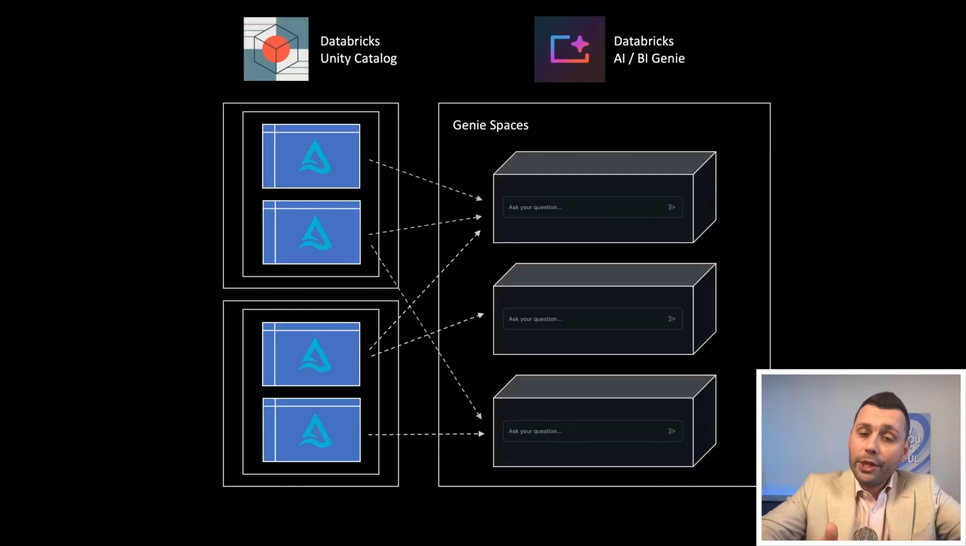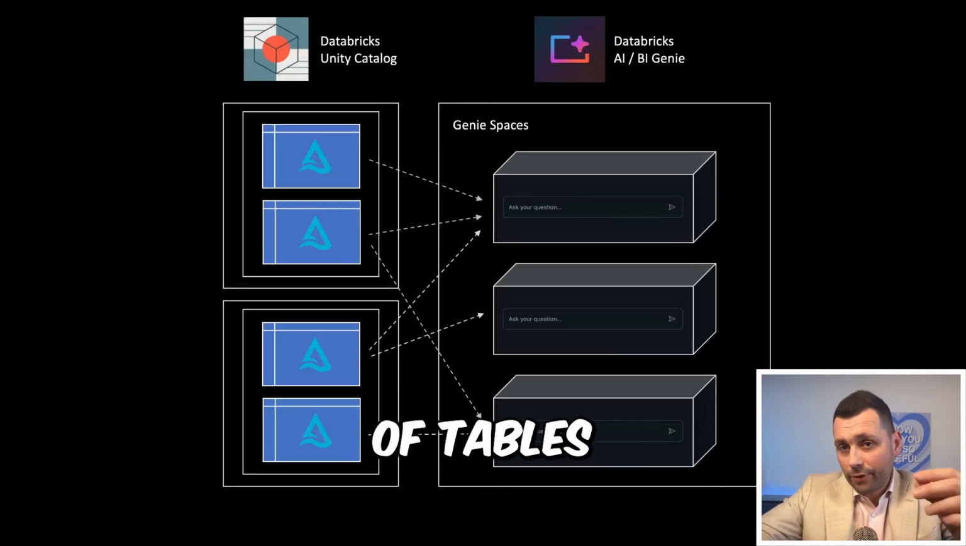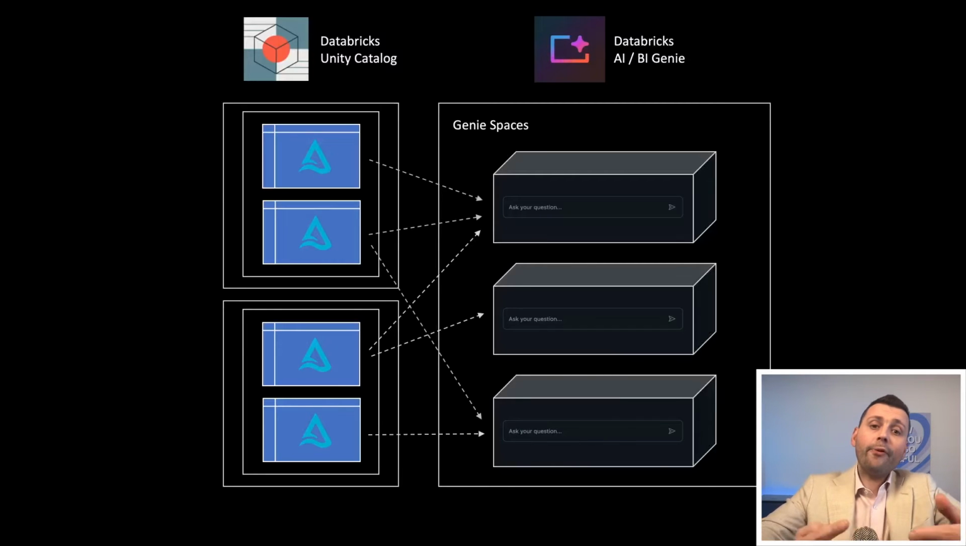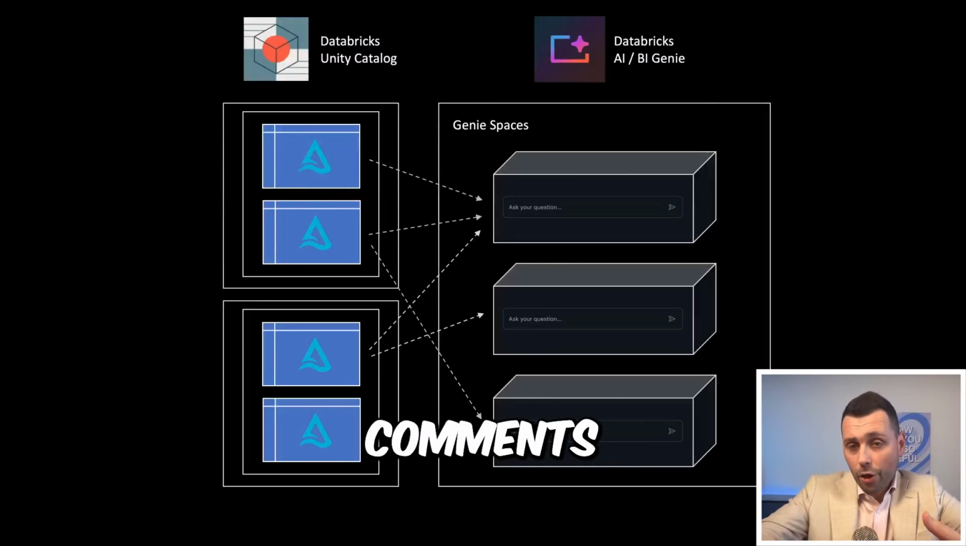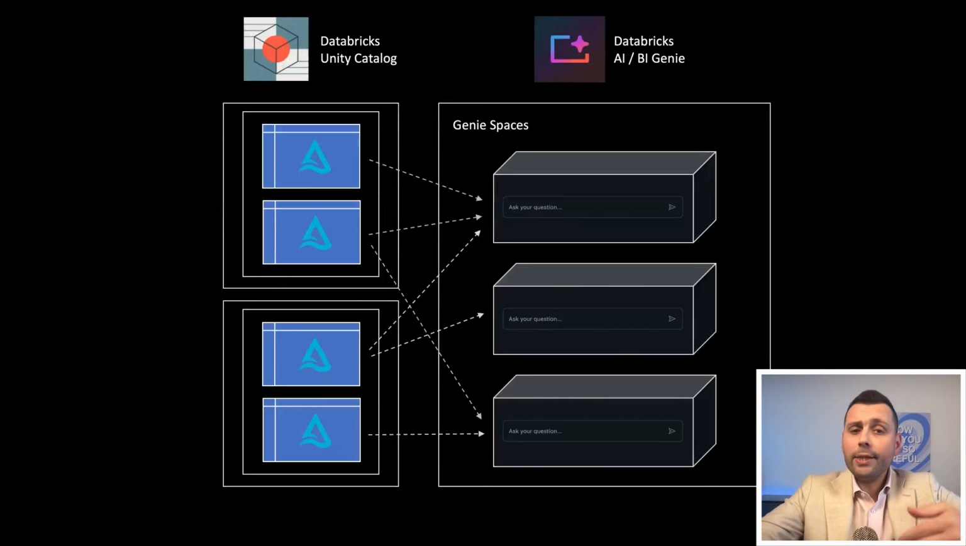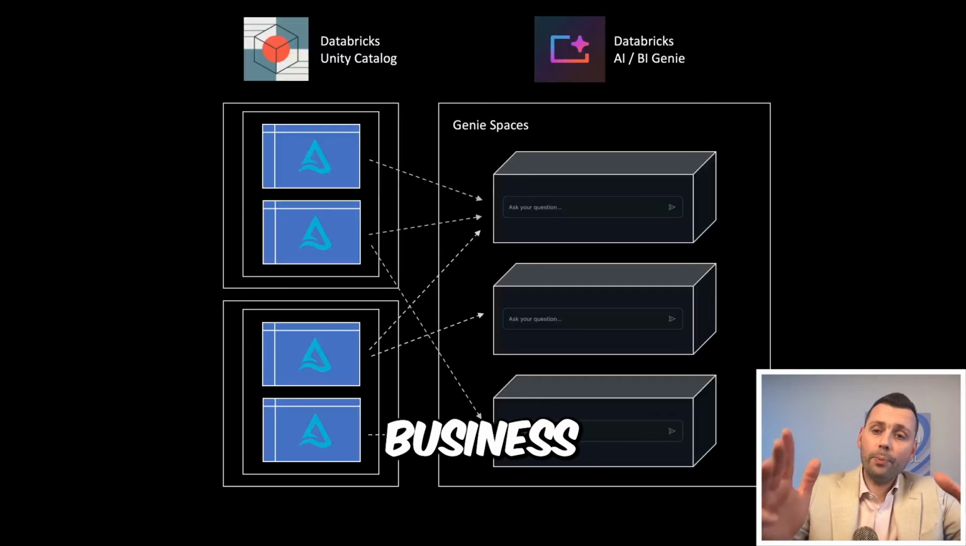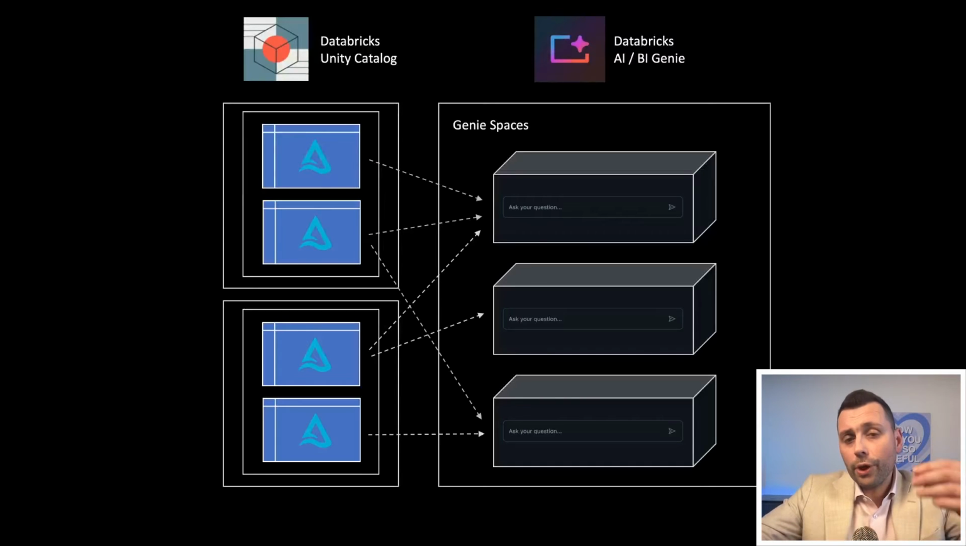When we prepare a Genie space, we pick a focused set of tables from Unity Catalog. We provide them with instructions, comments, and SQL examples, and then Genie can use that information to deliver answers with actual business context. I'm going to show you a concept map of what Genie uses in order to learn.